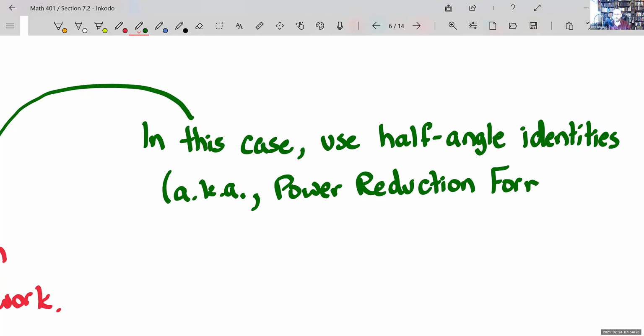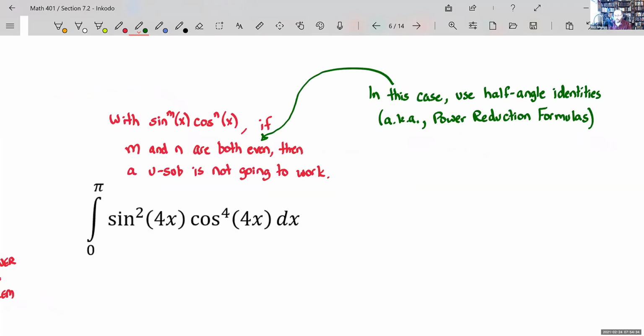That's a lot to write. Sorry about that. So we're going to just start exchanging these out for power reduction formulas. That's the only thing you can do. You're kind of locked out of integration here.